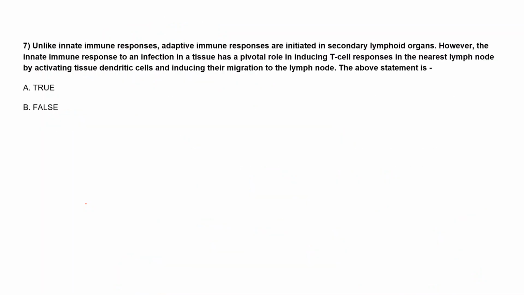Moving to the next question: unlike the innate immune responses, adaptive immune responses are initiated in secondary lymphoid organs. However, the innate immune response to an infection in a tissue has a very vital role in inducing T cell responses in the nearest lymph node by activating tissue dendritic cells and inducing their migration to the lymph node. The above statement, option A, is true, or option B, it is false.